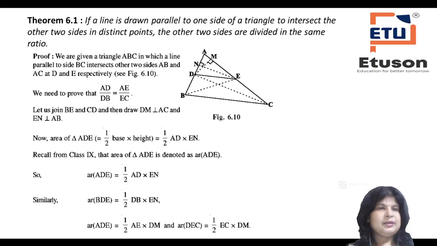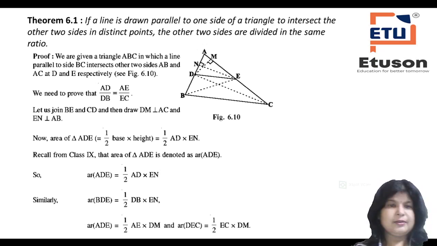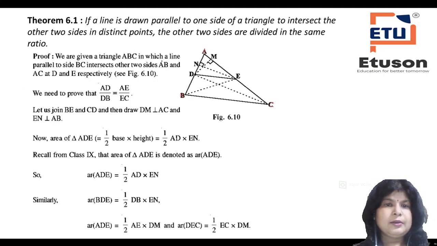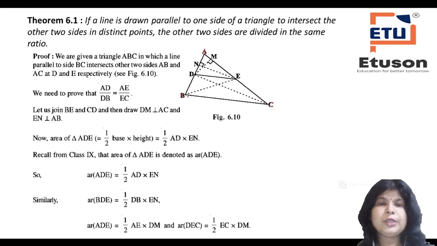So we are given a triangle ABC. This is your triangle A, B and C. Okay. What you have to do now? You have to draw a line parallel to BC, intersecting the other two sides. What are the other two sides? The other two sides are AB and AC respectively. Right. So we are going to draw a line parallel to BC.